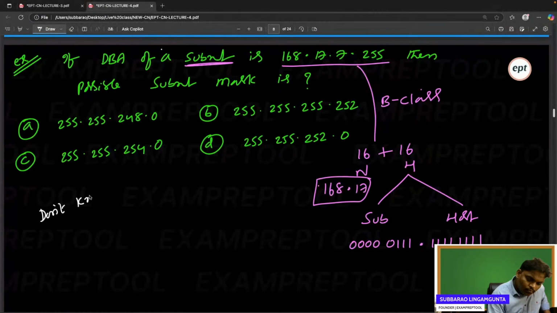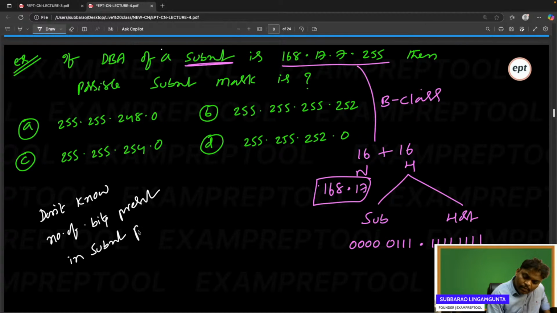See this problem. We don't know the number of bits present in the subnet part. That is the interesting story. That is the issue. Okay, we don't know. So now the possibilities are.